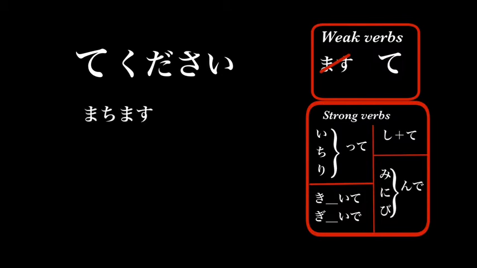Machimasu, to wait. It's very common to be asked to wait, or need to ask somebody else to wait. Machimasu is a strong verb. The chi, according to our rules, changes to a little tsute. Matte kudasai. Please wait.